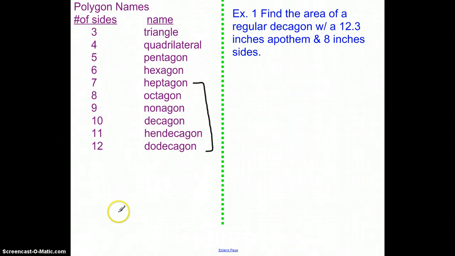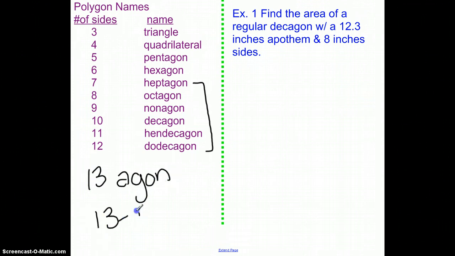Nonagon is 9. Decagon is 10. So deca, just like decade. Hendecagon is 11. And dodecagon is 12. Now really, I would say almost from 10 on, you may see people do like 13agon, or they may do 13gon. Either way, it tells you it's a 13-sided figure. So you're going to see a mixture of uses, but I want you to know what to do if you get a specific named one.